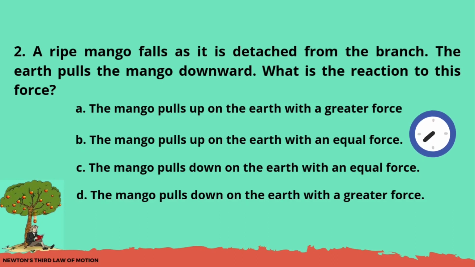5, 4, 3, 2, and 1. Our answer is the mango pulls on the earth with an equal force. Take note of that. An equal. Because Newton's third law is for every action, there is an equal and opposite reaction.